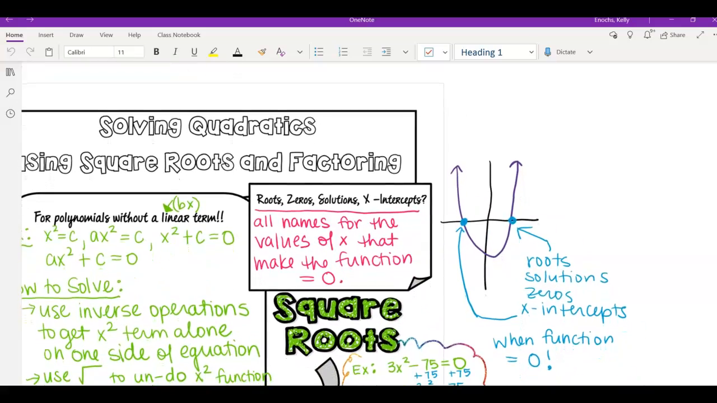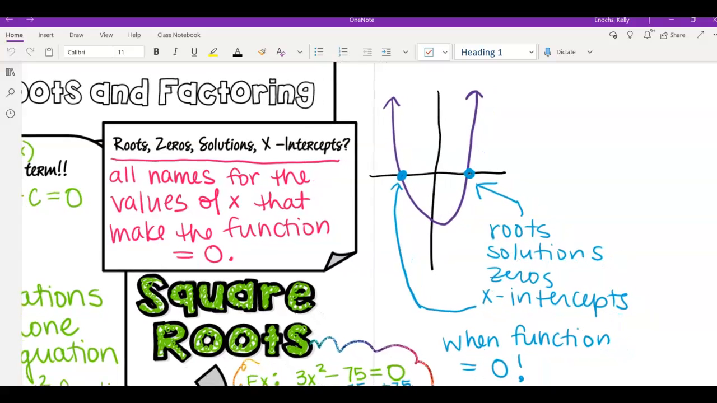Well, let's talk right now about what we said when we talked about x-intercepts. If you remember back when we graphed, we said that one of the special points on our quadratic graphs were those x-intercept points. We also called them roots. We also called them solutions. We also called them zeros.